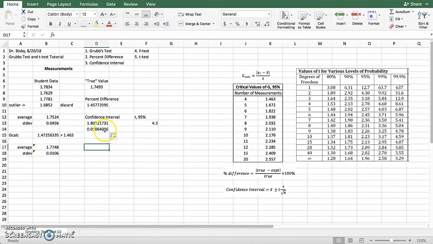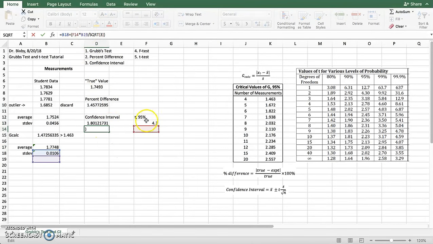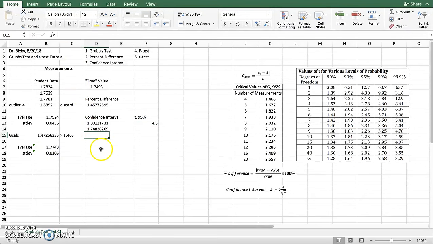If I copy this down, I want to make sure I'm referencing everything correctly. So I've got t, I've got the average and the standard deviation, and I'm just going to change this to a minus. Okay, 1.748. So it looks like the true value does fall in my confidence interval, and so that's really good news. So our percent difference is 1.46% difference. That seems really small, and we are just barely, the true value is just barely within our distribution.